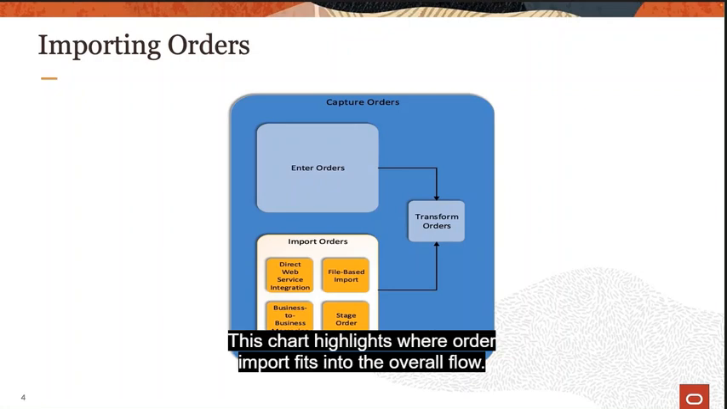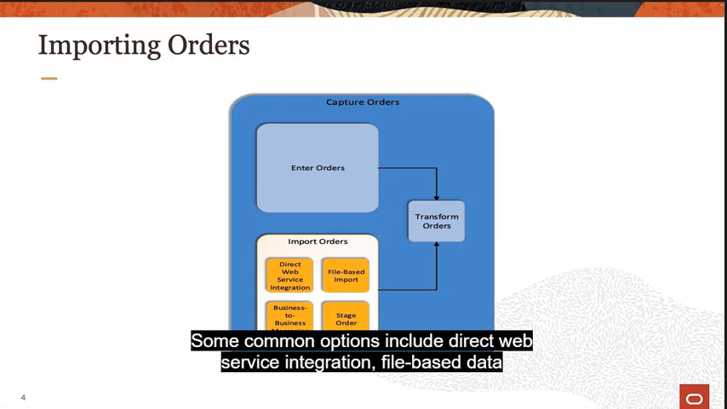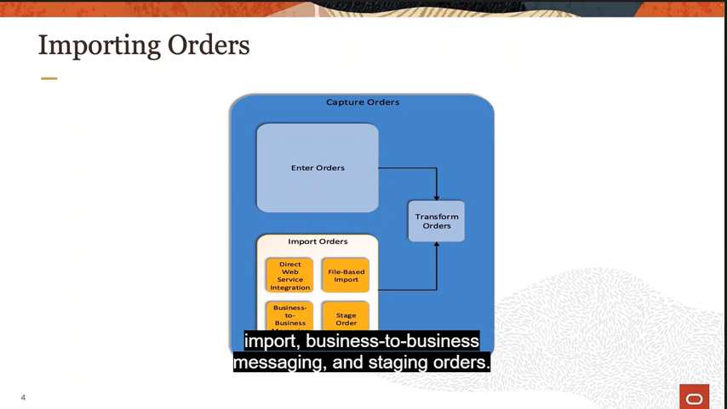This chart highlights where order import fits into the overall flow. Importing is one of the ways you can capture orders in order management. Some common options include direct web service integration, file-based data import, business-to-business messaging, and staging orders. Once orders are imported, order management automatically transforms the data so that it's ready for the next step in the process.